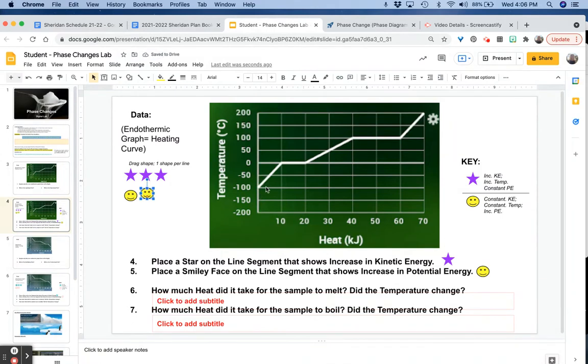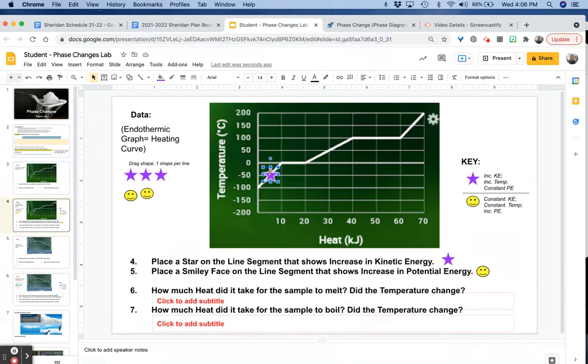So when do we see a temperature increase? When is that graph moving? I see it here and I see it two other places. Energy is being added and temperature is increasing. That's energy of motion.